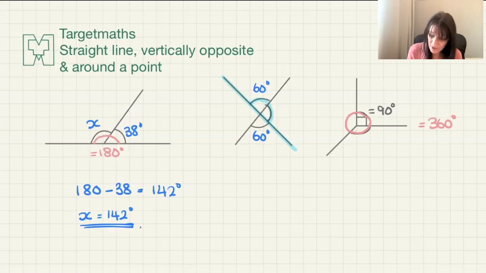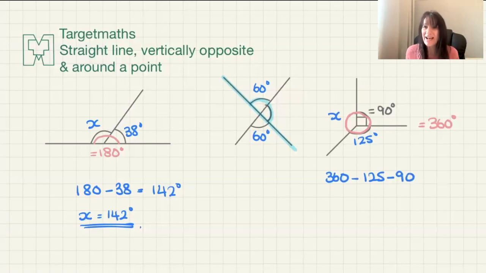So if I was to now give you a question, and let's say I'm going to put 125 degrees here and ask you what this is, then our magic number, that piece of knowledge that we need, is that angles around a point are 360 degrees. So I will do 360 take away the 125, take away the 90. So I take away the angles I know to leave me the angle I don't know. When I do that piece of maths, I get 145 degrees.